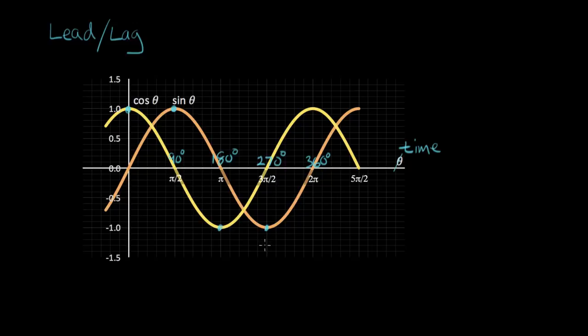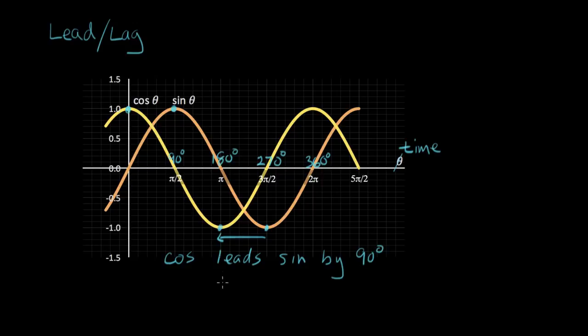So when we have this timing relationship between two periodic waves, in this case, we say that the cosine leads the sine wave. And the amount of lead is the difference between these 2 points. We could say the lead is 270 minus 180, in this case 90 degrees. So we say that cosine leads sine by 90 degrees.